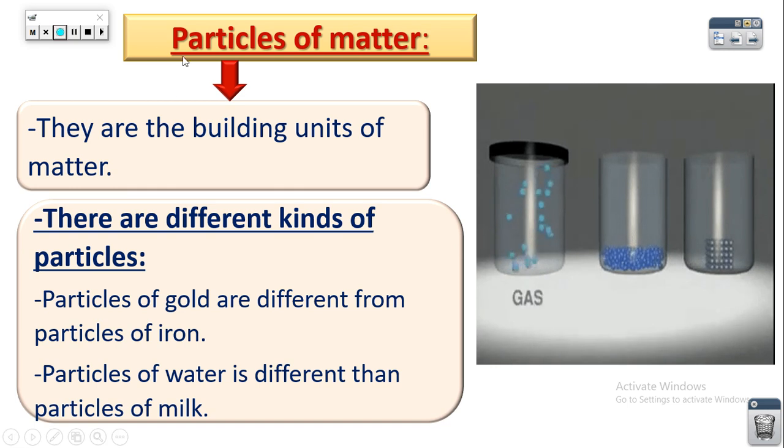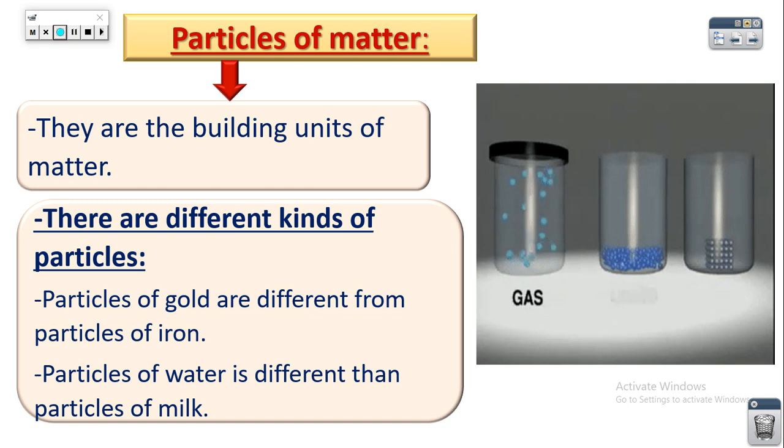So, particles of matter, they are the building unit of matter. Why are they the building unit of matter? Because some particles will build the matter. If we put some particles beside each other, that builds the matter. So what builds the matter? It's the particles. So the particles are the building unit of matter.